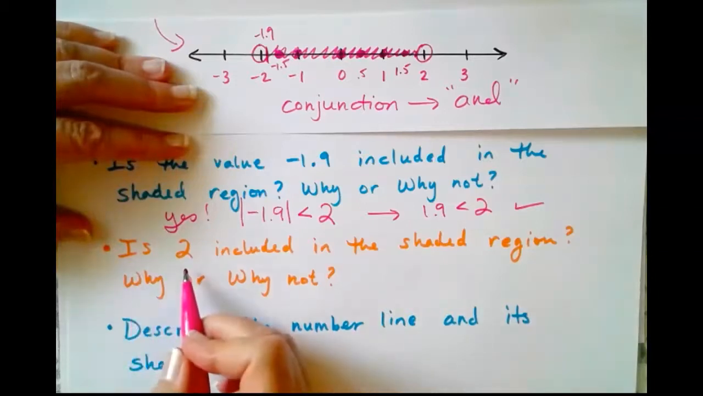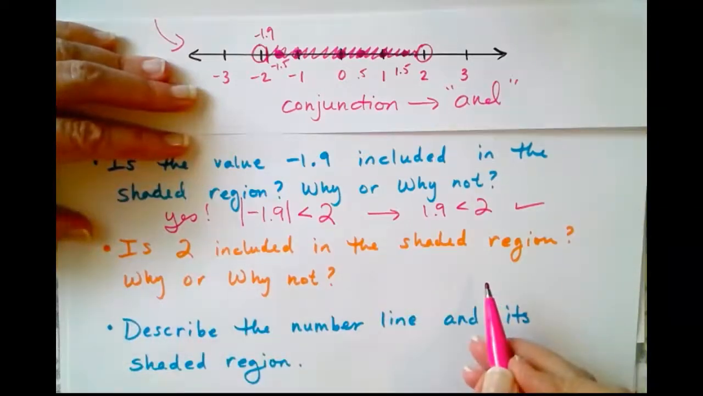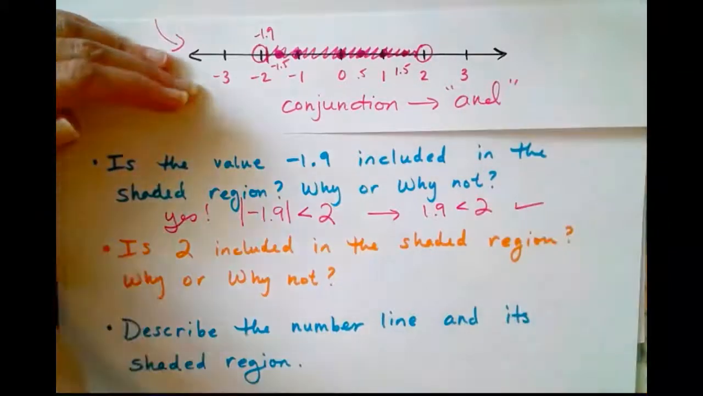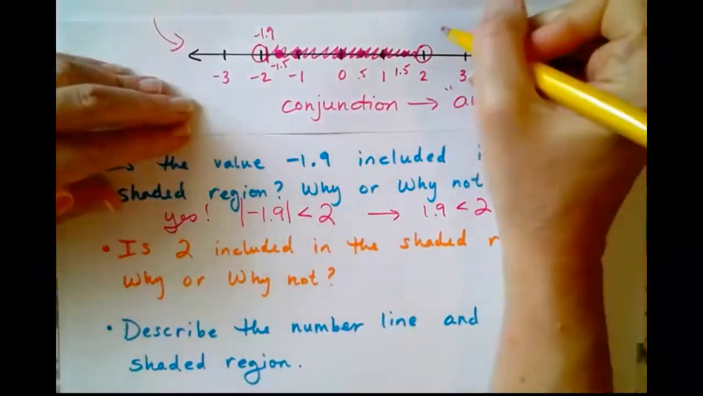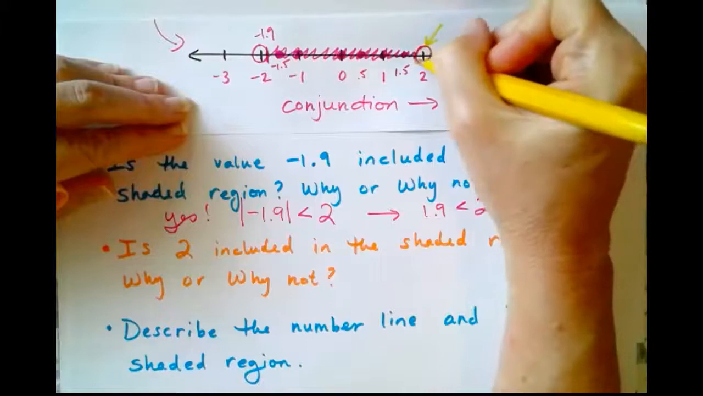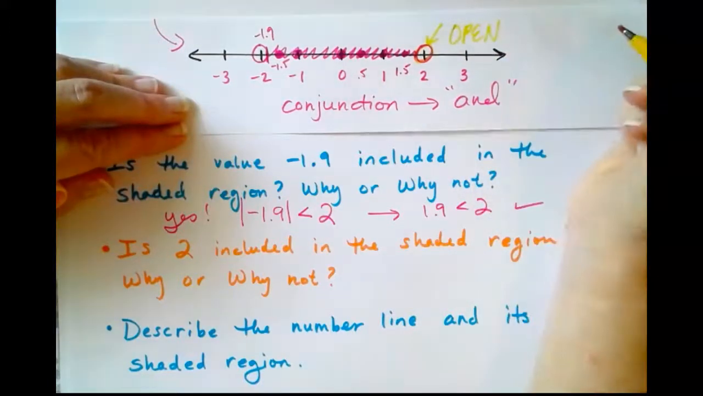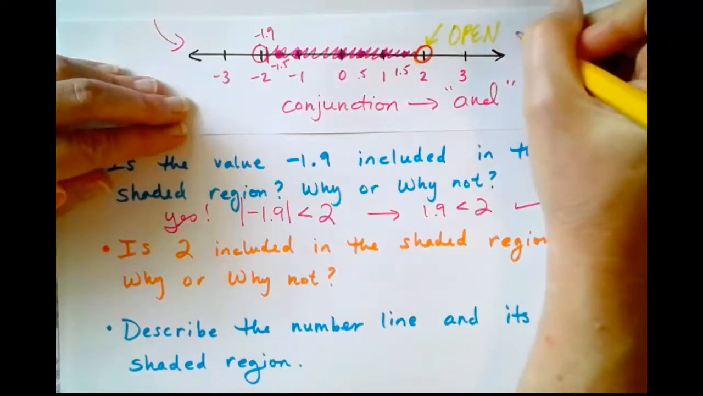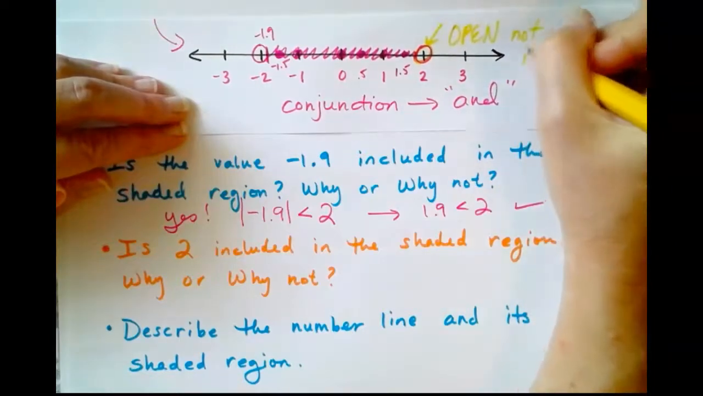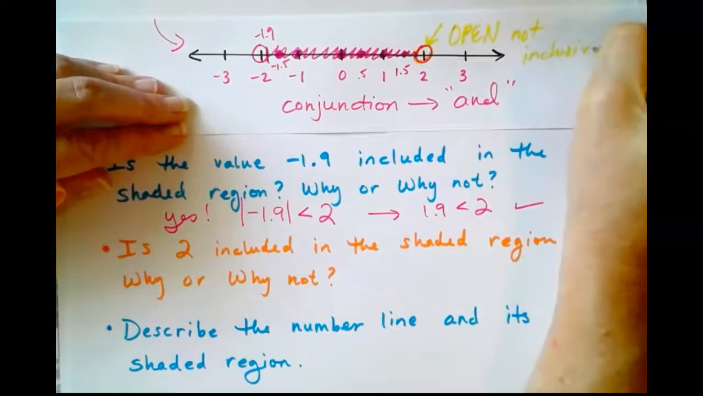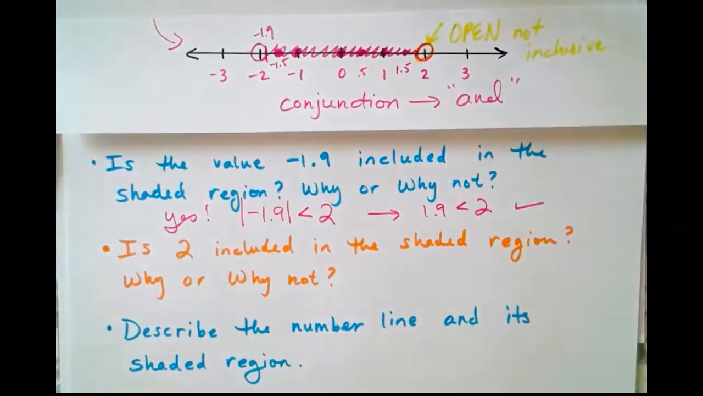Is 2 included in the shaded region? Well, everybody take a good look. 2 is underneath an open circle. And remember, that open circle is not inclusive. The open circle is not inclusive.